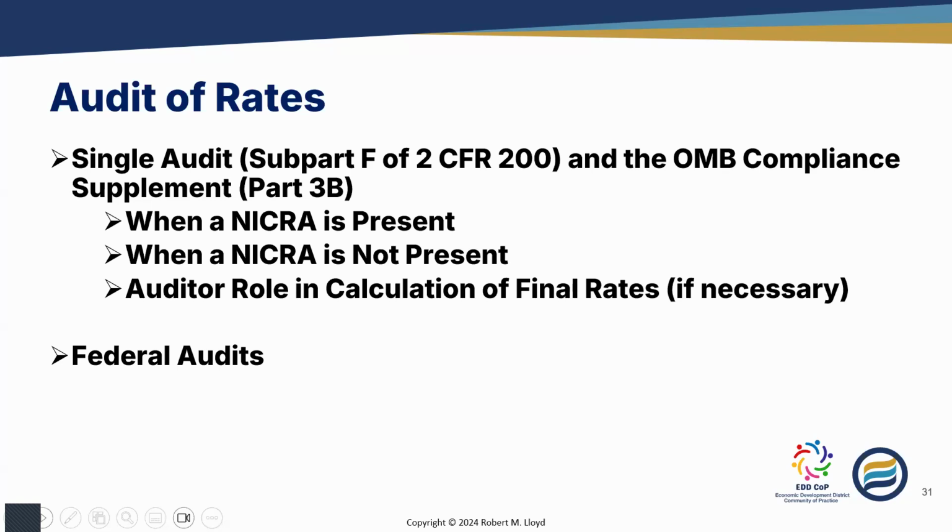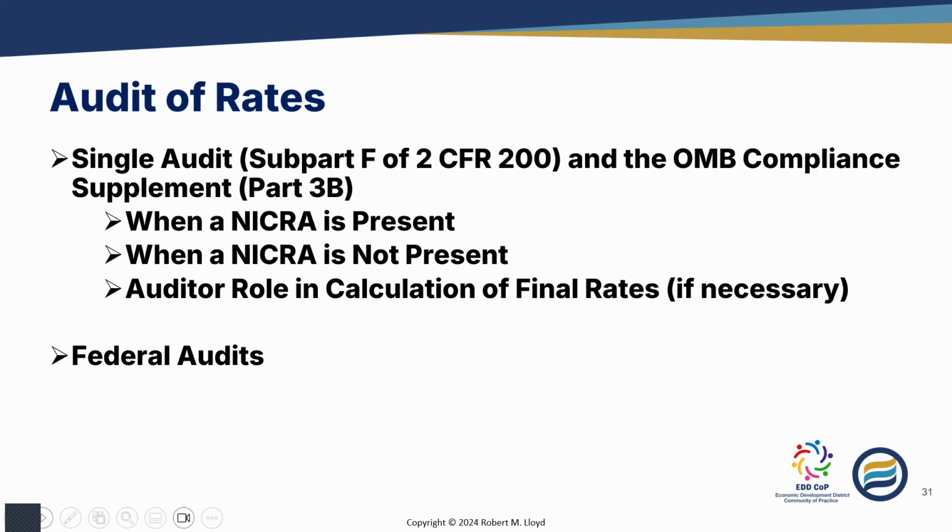One of the companions to the single audit requirements in 2 CFR 200, however, is the Office of Management and Budget Compliance Supplement. And part 3B of the compliance supplement deals with the auditor's role in sampling and determining whether allowable costs have been incurred. Well, with respect to direct costs, the sample that the auditor pulls from particular federal programs is pretty straightforward. But with respect to indirect cost, this is where the auditor has a particular role to play in terms of verifying whether proper indirect charging occurred.